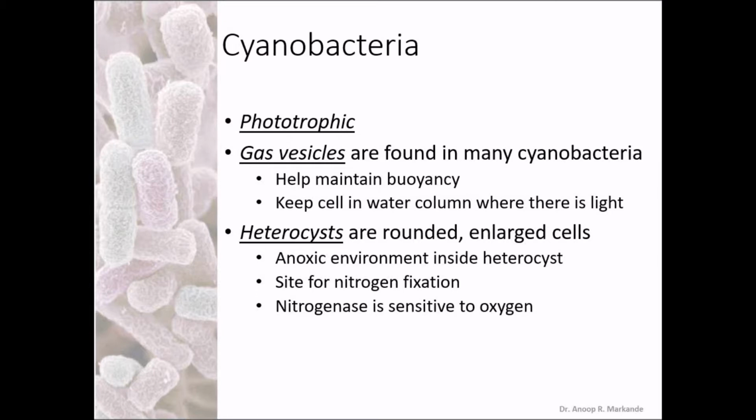They form typical heterocysts, which are enlarged cells. These heterocysts form an anoxic environment inside themselves, where nitrogen fixation can take place. We know the nitrogenase enzyme, which fixes atmospheric N2 into ammonia, is sensitive to oxygen, and hence the availability of anoxic conditions in the heterocyst helps nitrogenase activity.